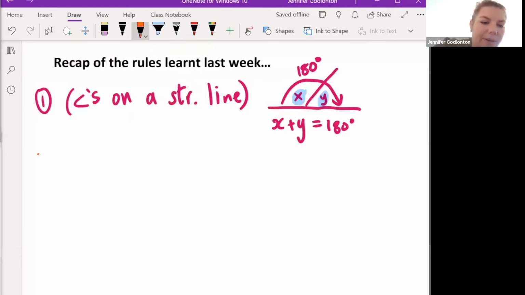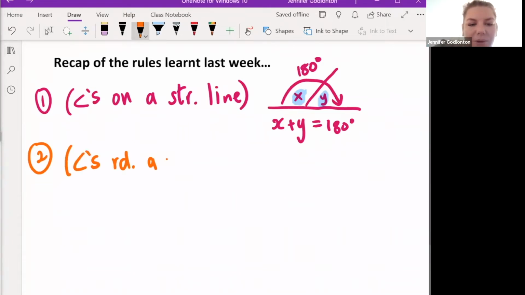Rule number 2. Bontle, rule number 2. Rule number 2 is angles around a point. Beautiful. Angles around a point. Okay, when would we use a rule like this? When it's 360. Good, 100%.